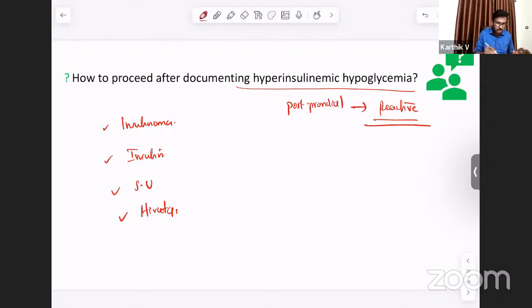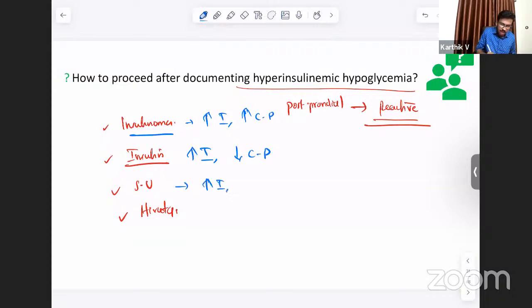Okay. So now we are left with these causes. Insulin, we are not finding any difficulty in differentiating because the patient will have high insulin and low C-peptide. But in insulinoma, they will have high insulin and high C-peptide. What about sulfonylurea? High insulin and high C-peptide. So these two conditions can mimic each other.